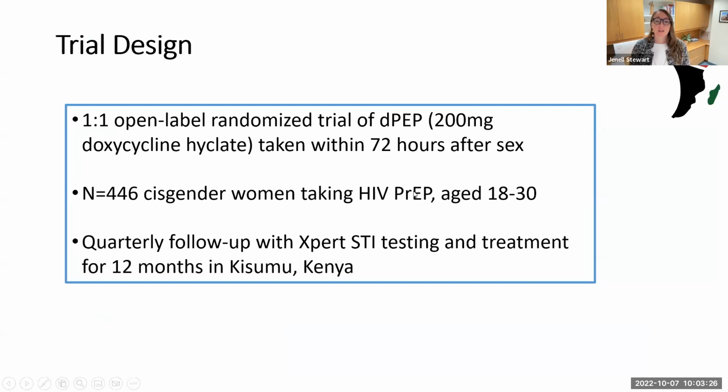Similar to the DoxyPEP study that you just heard about from Connie, this is an open label trial providing 200 milligrams of doxycycline taken within 72 hours after sex, up to 1 time a day, just as you saw with Connie's trial. Ours, however, was just a 1-to-1 randomization. We did not include people who were living with HIV. We only included cisgender women who were taking HIV PrEP, ages 18 to 30, so a slightly younger cohort than the DoxyPEP trial. We set out to enroll 446 people. Everyone in this trial will be followed for 1 year and tested quarterly for STIs.